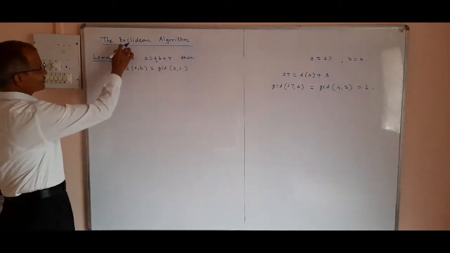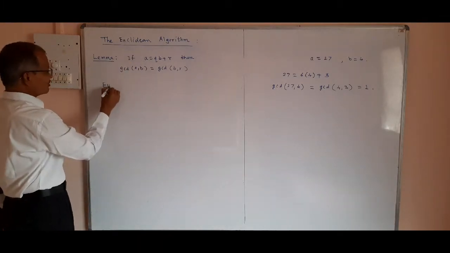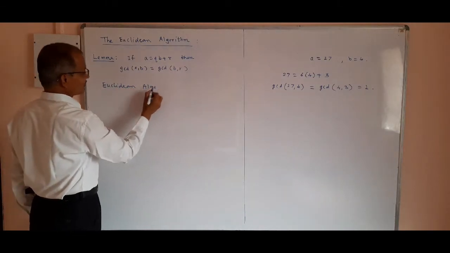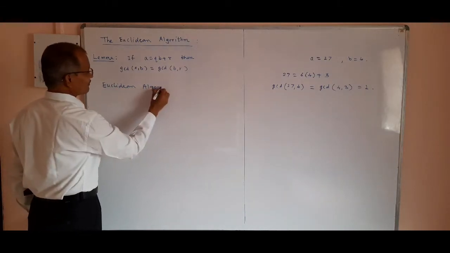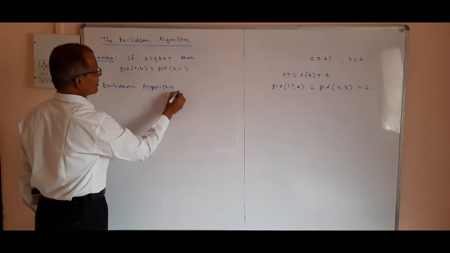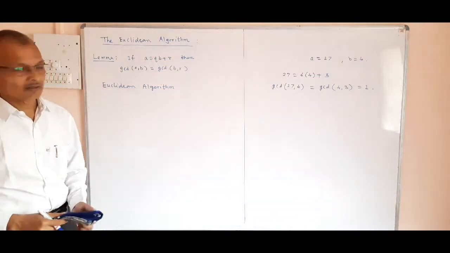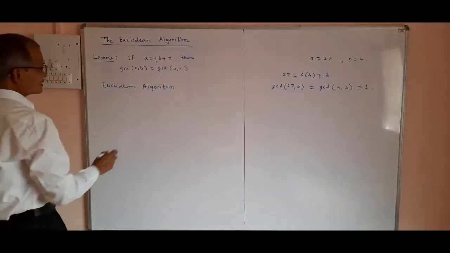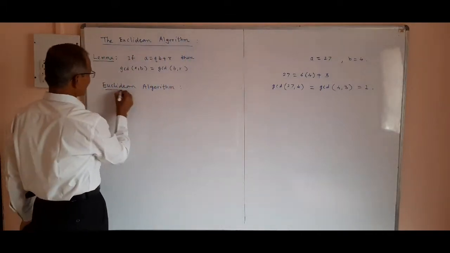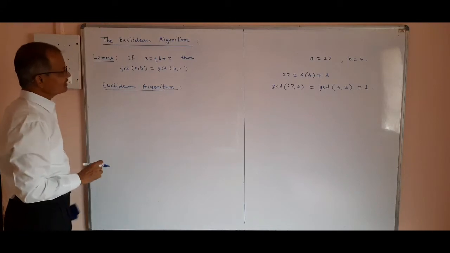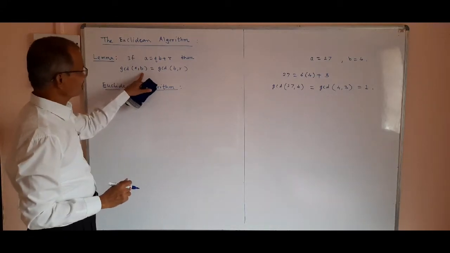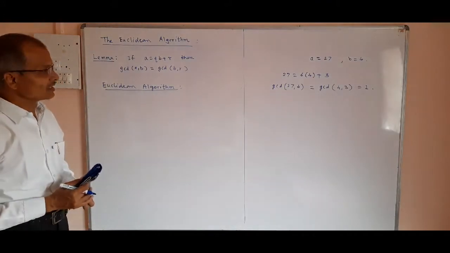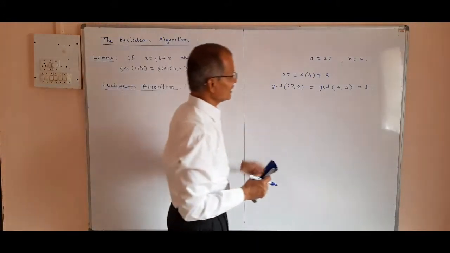Now we shall consider actually the Euclidean algorithm. The Euclidean algorithm is a process to obtain the GCD of two numbers which are bigger, not simple like this. And what we shall consider here is that because gcd(a, b) is the same as gcd(|a|, |b|), that means the GCD does not depend on positive and negative integers.